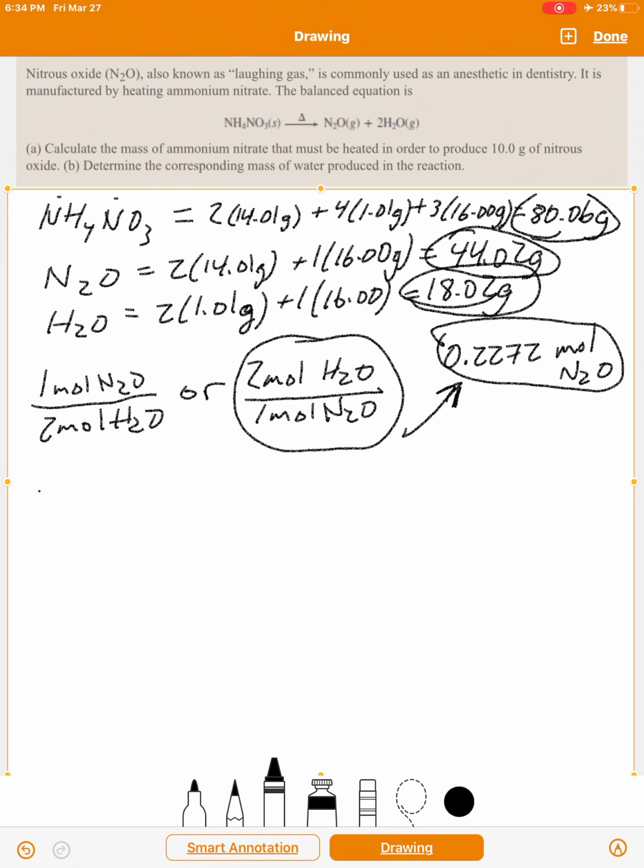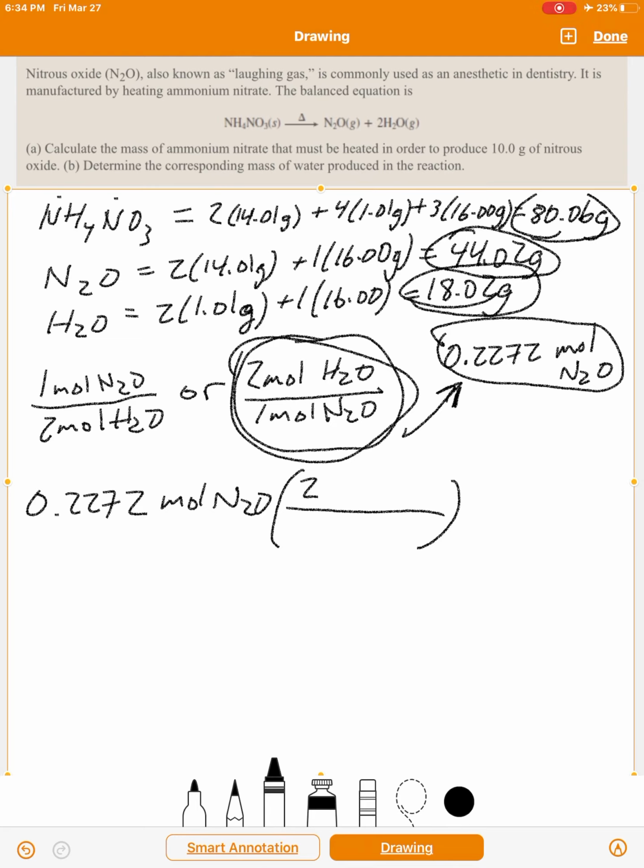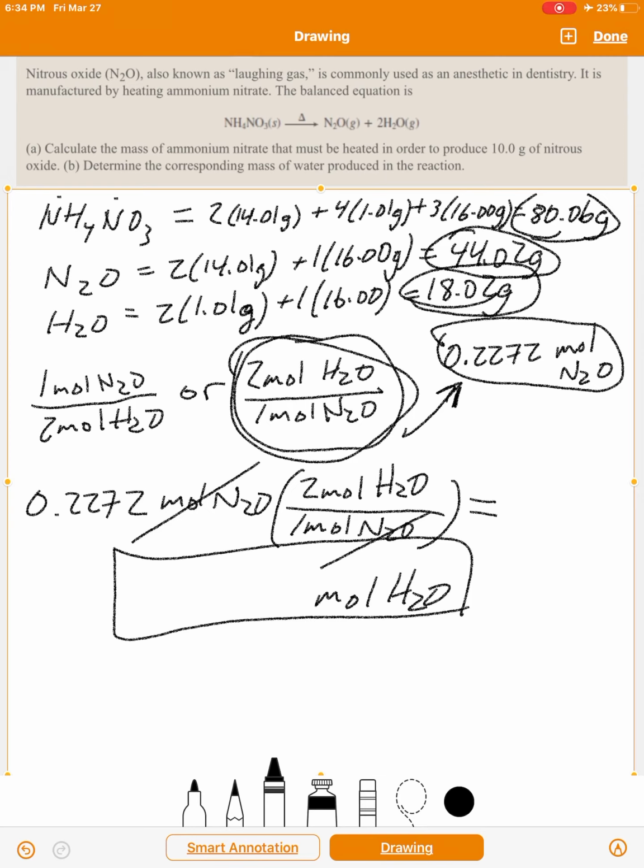Okay? So I'm going to take the 0.2272 moles of N2O. We want to know water. So we're going to pick the second ratio: 2 moles of water for every 1 mole of N2O. That's going to give us the number of moles of water. So 0.2272, essentially you're just doubling it. And follow along, 0.4544.